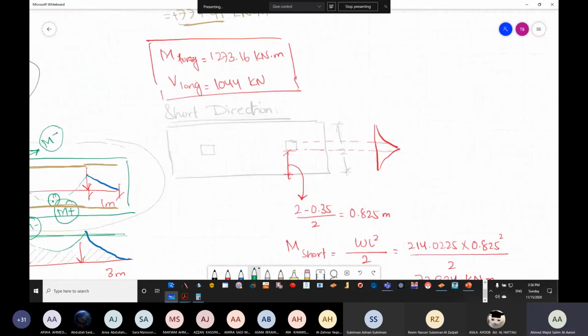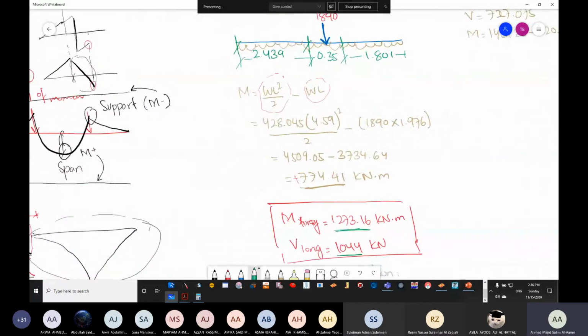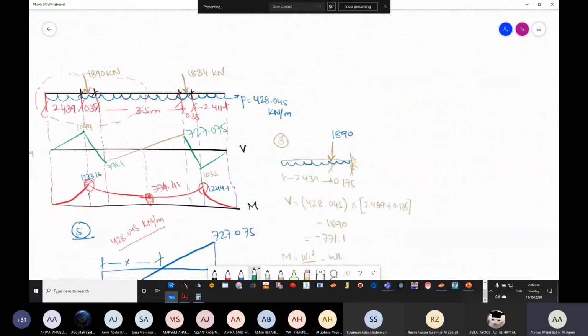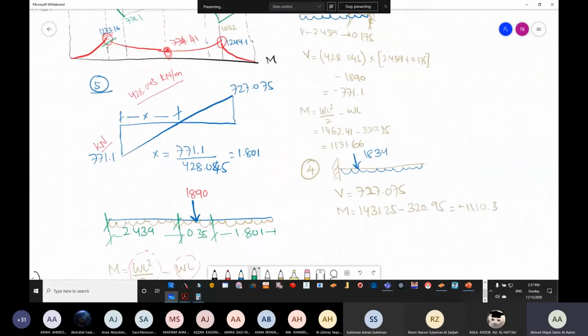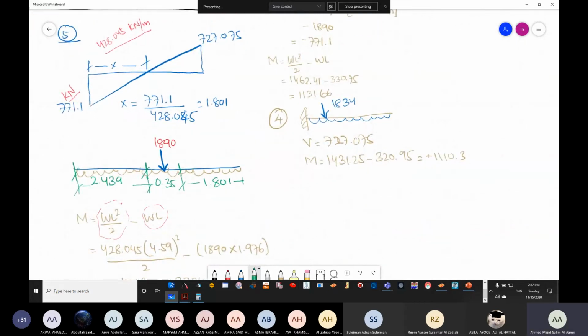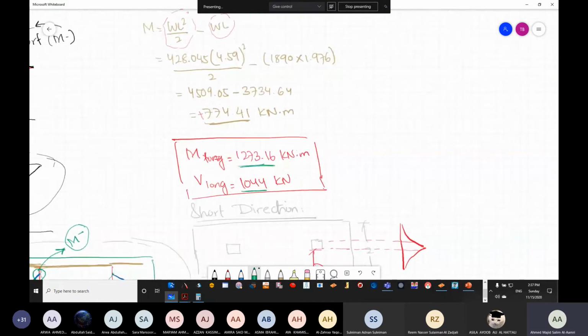I have tried to summarize, saying that the maximum load is 1,273 according to the problem. The maximum shear force at the face of the support, or face of the column, is 1,044. If we return back to the drawings, you will see the maximum bending moment is here, and the maximum shear force is here. Okay, so 1,044 and 1,273. I have taken a picture of this particular calculation. I'll send it to you later in Teams.